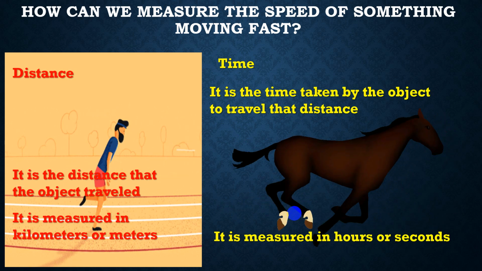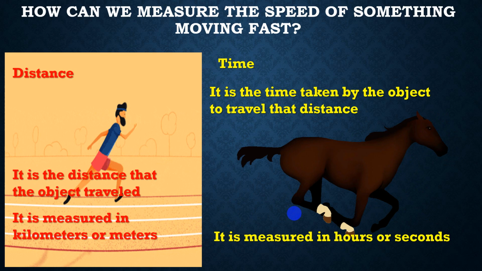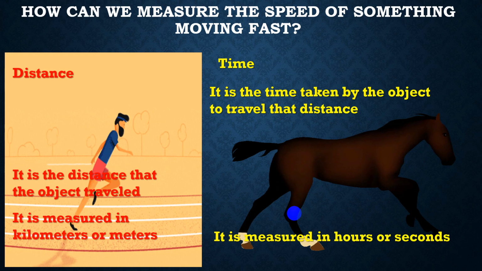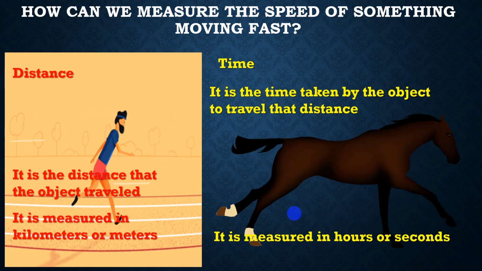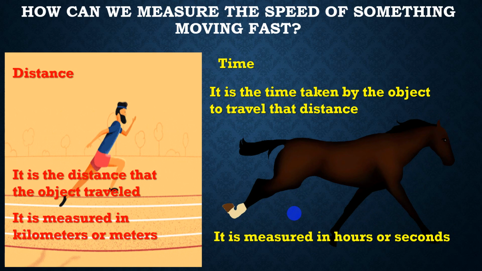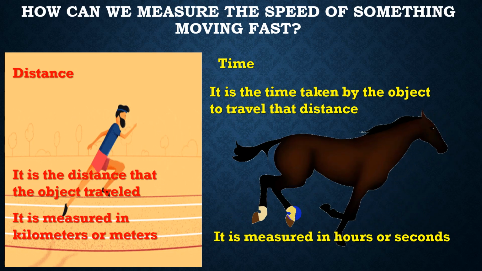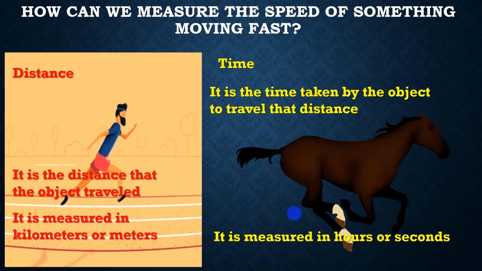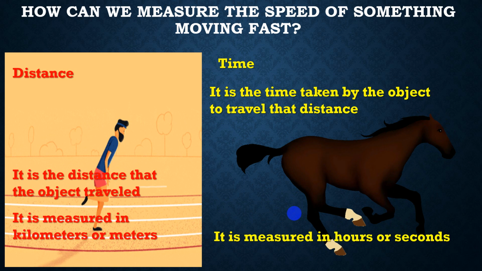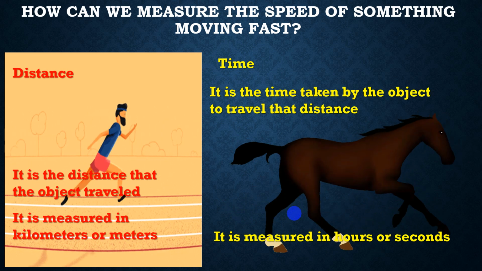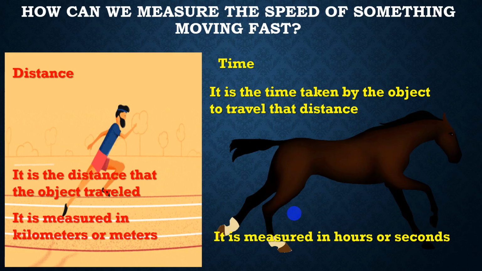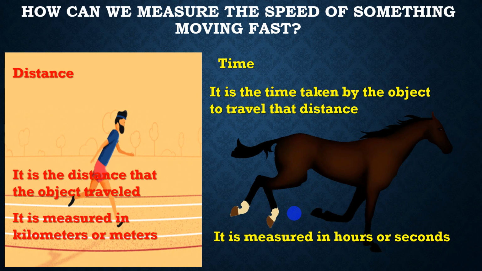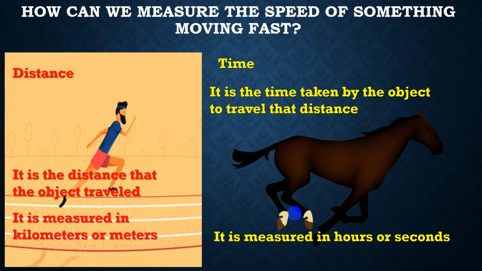Okay? So we have something called distance and something called time. Distance is the length that the object traveled, for example, from your home to school. I can measure this distance by kilometer or meter. Time is the time taken by the object to travel or move this distance. I have this example: between my home and school there's a distance of 10 kilometers, for example, and I can travel this distance in 15 minutes only, for example.